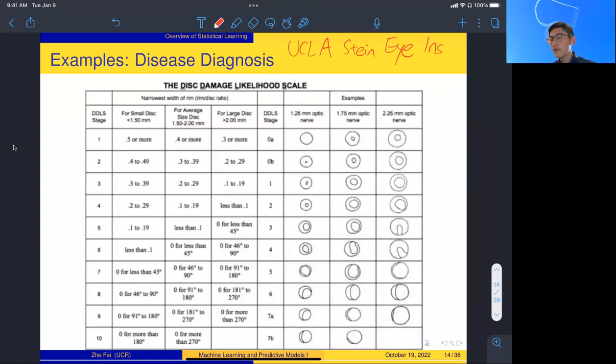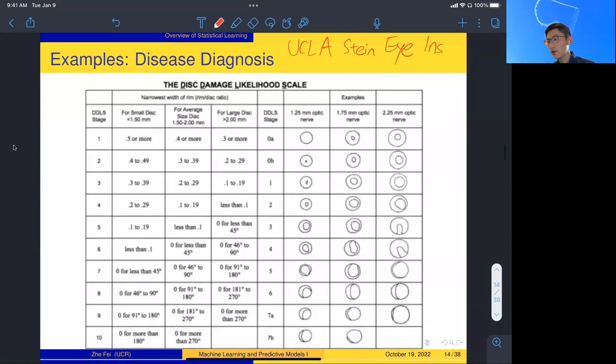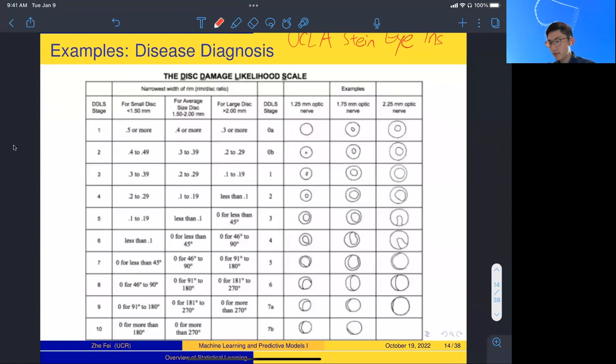So here we want to give this diagnosis, or actually a classification, to the glaucoma patients based on their so-called optic disc images. So here the classification has essentially 10 stages. We have the so-called disc damage likelihood scale. So it is from 1 to 10, and there are two dimensions in order for us to do this diagnosis. One is the size of your disc. If you could read from here, whether it's small disc or average size disc or large disc.